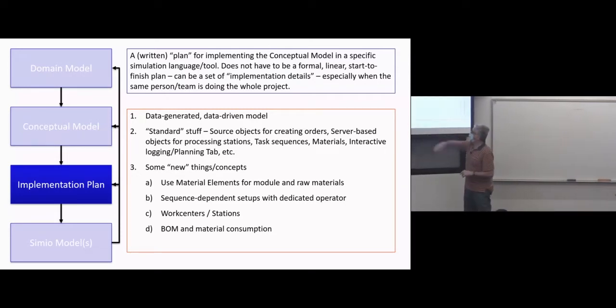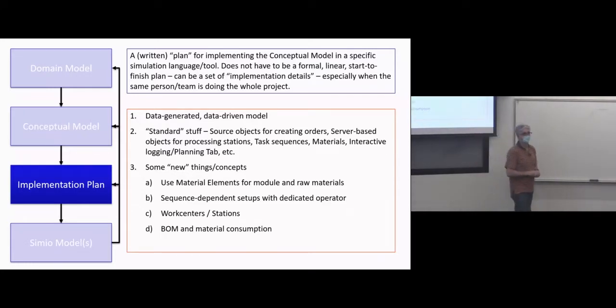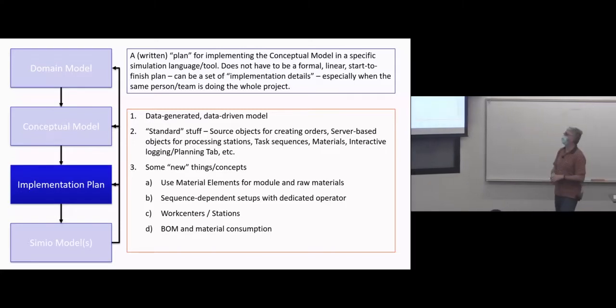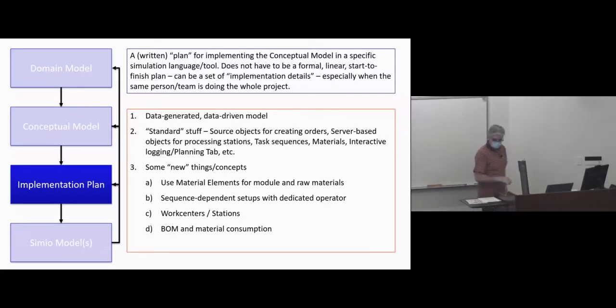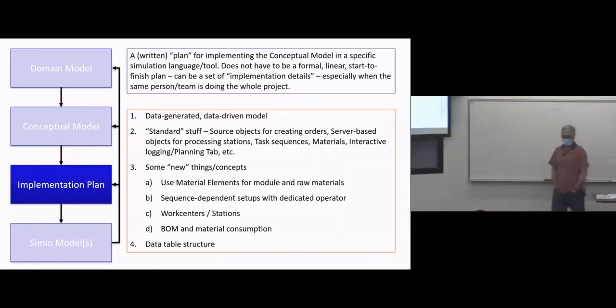Then we have this notion of work centers and stations, which I'm going to talk about, and this notion of bill of materials and material consumption, which you haven't really seen a whole lot. I'm going to talk a little bit about that, so I'm going to talk about those two things quite a bit. And then the last thing I'm going to talk about is laying out the table structure.